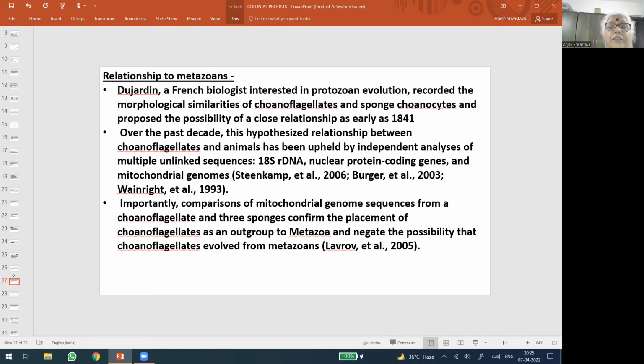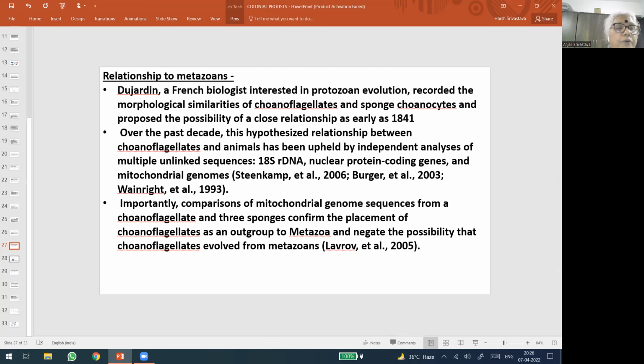Now the next important and interesting part of these colonial choanoflagellates is their relationship with the metazoans. How they are associated with the metazoans, that close relationship has been established in a number of ways. As we have already seen, you can take the details from here: 18S ribosomal rDNA and 16S ribosomal rRNA studies, and it has been shown that the comparison of mitochondrial genome sequences from a choanoflagellate and 3 sponges confirms the placement of choanoflagellates as an outgroup to metazoa and negates the possibility that choanoflagellates evolved from metazoans. That is according to Lavrov et al.